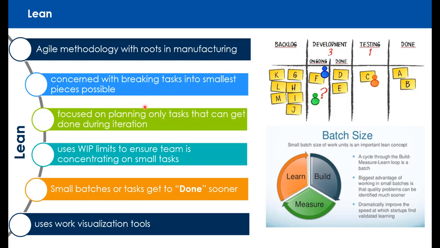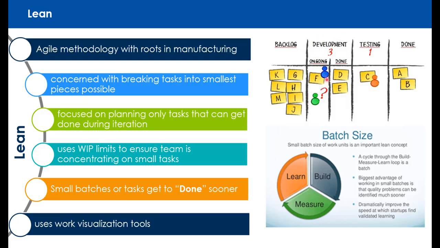In this context, Lean is primarily concerned with breaking tasks into the smallest pieces possible and getting those small tasks done. So it's focused on planning only the tasks that we can get done during the iteration, and smaller tasks go through the system faster. Lean has WIP limits. WIP stands for work in process limits. So we can focus only on the small amount of open tasks and get them done.